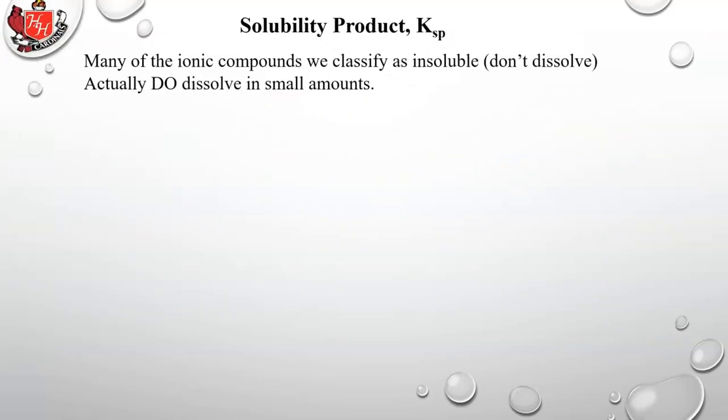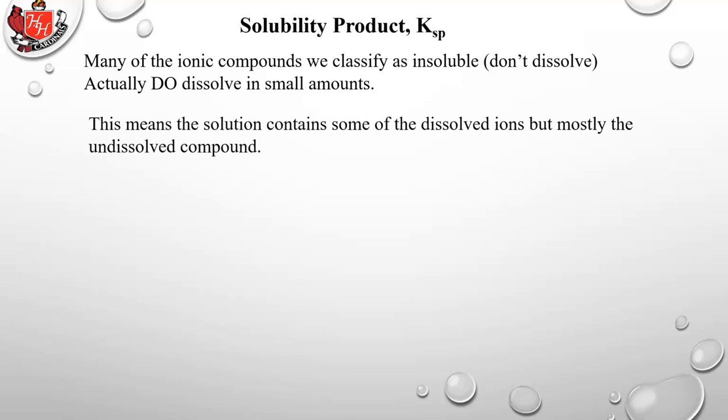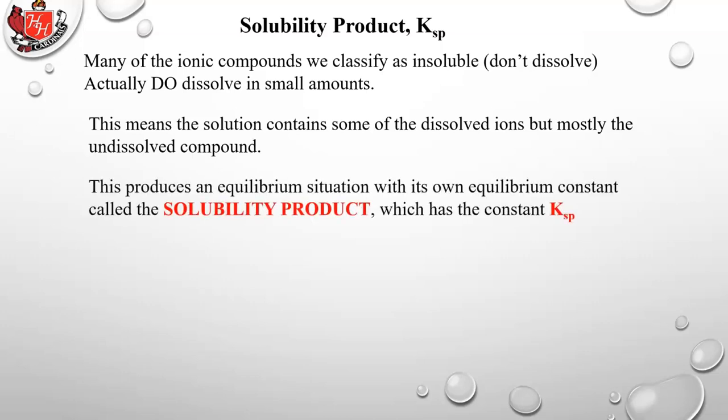So many of the ionic compounds we classify as insoluble, that is, they don't dissolve, actually do dissolve in small amounts. This means the solution contains some of the dissolved ions, but mostly it remains as undissolved compound. This produces an equilibrium situation with its own equilibrium constant called the solubility product, which has the constant K subscript sp. Remember, all equilibrium constants have some sort of subscript, and sp stands for solubility product.